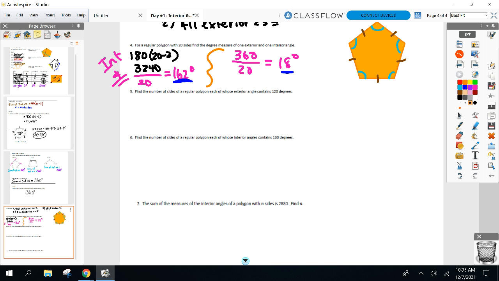Now I want you to find the number of sides. If you know one exterior is 120, how many sides does this figure have? So this should be a little bit quicker than before. If it's got 120 degrees, one exterior, and they're all the same, how many sides is this going to have? No guess and check either.